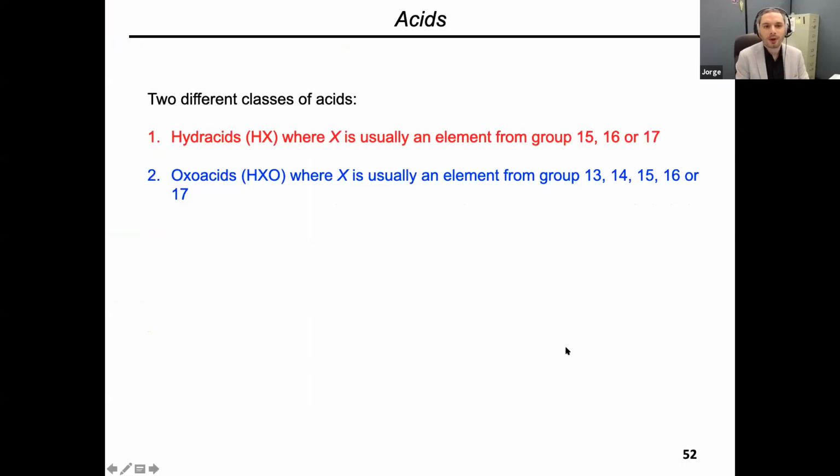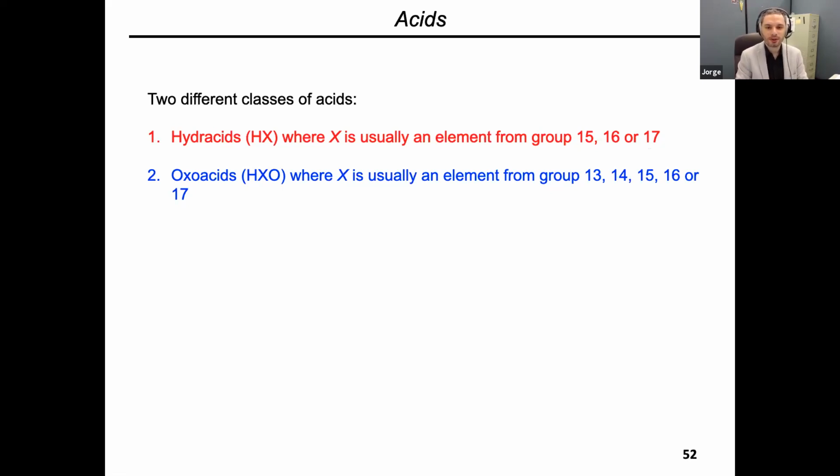Okay, so now I will show you acids. For acids, there are 2 subdivisions. The first class of acids is called hydracids. Hydracids are formed when you have hydrogen bonded to an element, and this element X is usually an element from groups 15, 16, or 17. So those are the hydracids.